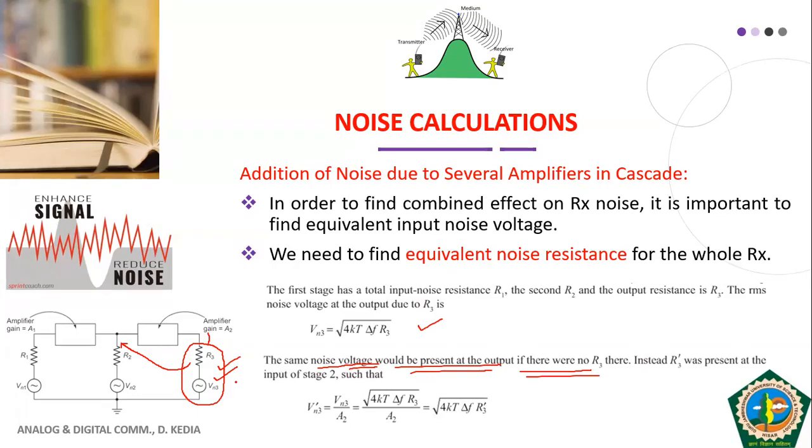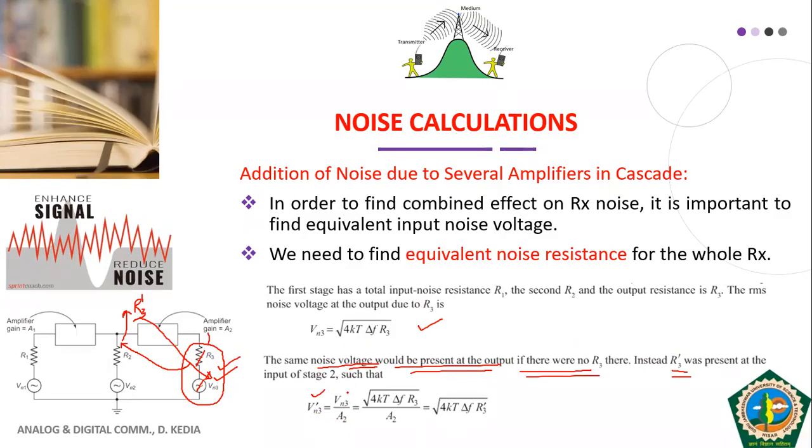Then how to do that? If I want to remove R3 but want the same effect here, I assume that R3 dash is present here. Some new resistance R3 dash is present here, and nothing of this kind is present there. Because of R3 dash, the same effect of noise is coming here. I want to bring that out. So let us see that. What is the noise voltage Vn dash 3?